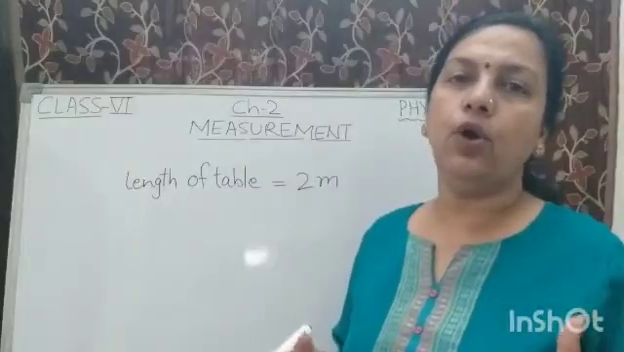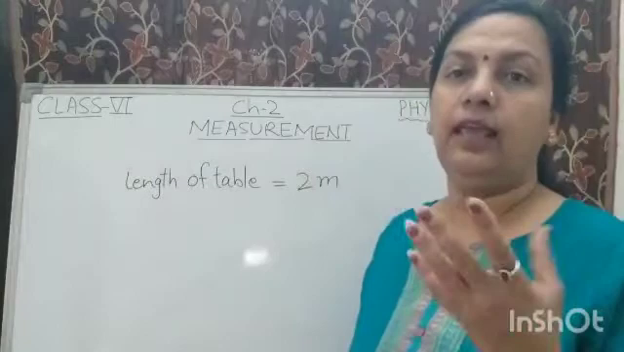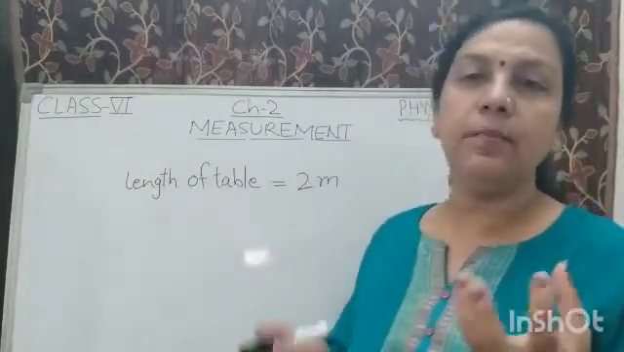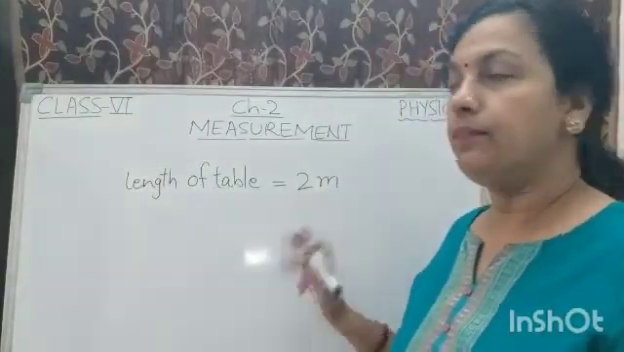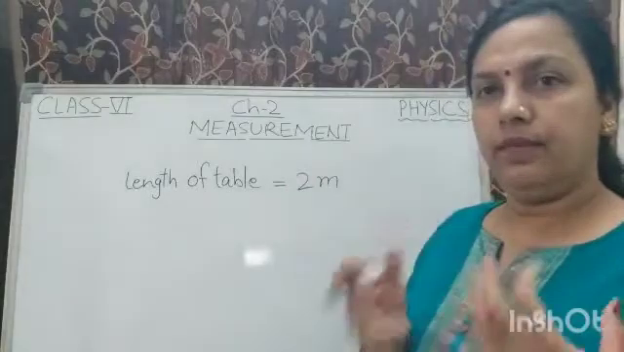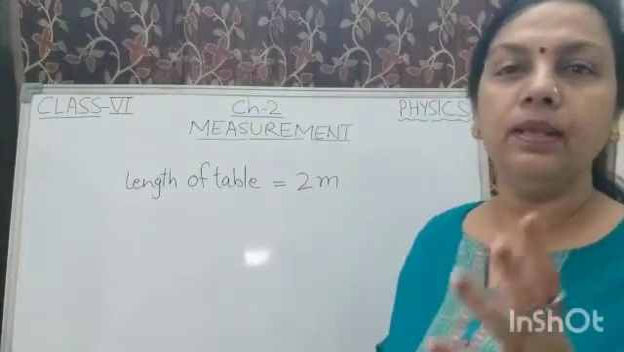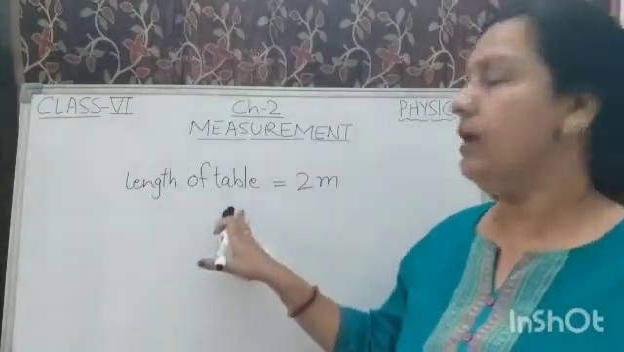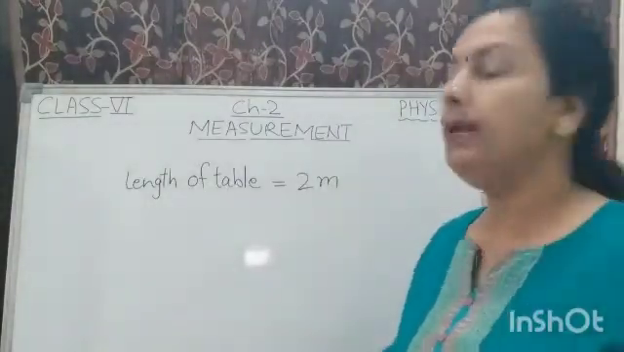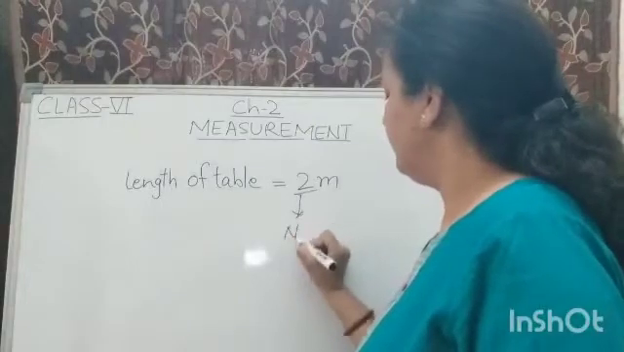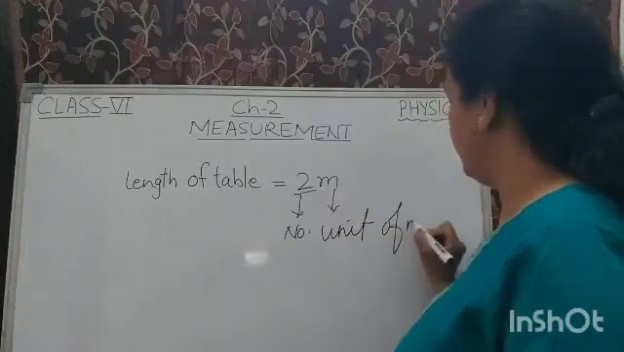Children, every result of a measurement consists of 2 parts. A number like 1, 2, 3, 4, which tells us the magnitude of the measurement, and the second one is the name of the unit. Clear? So every measurement has 2 parts, a number and the name of the unit. For example, if we express the length of the table as 2 m, here 2 is the number and m is the unit of measurement.